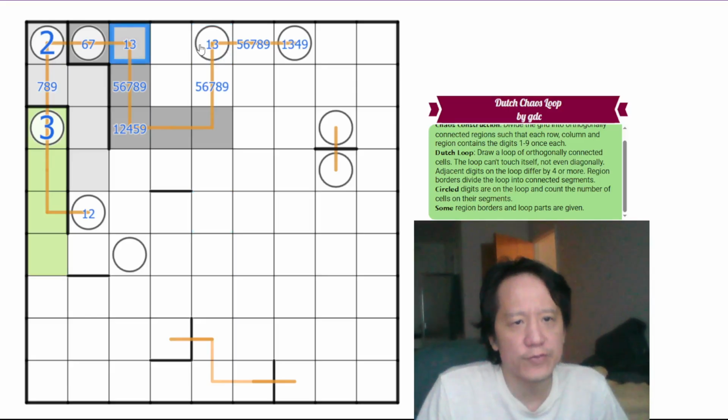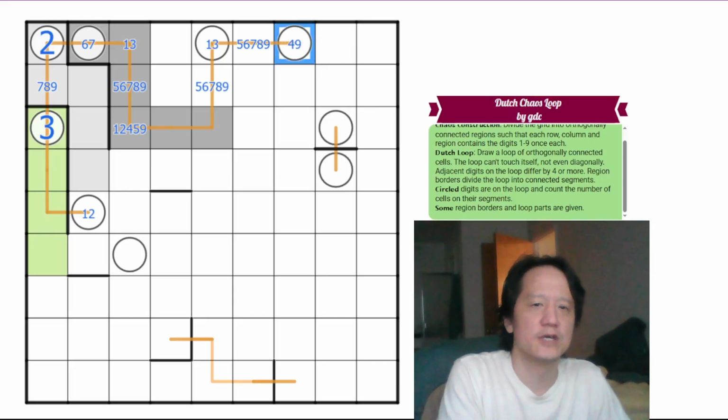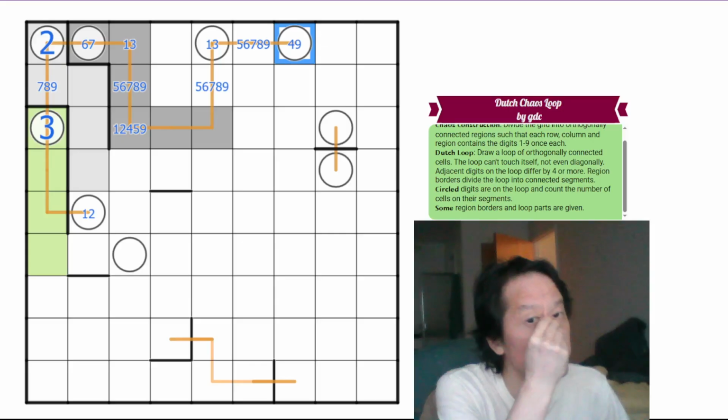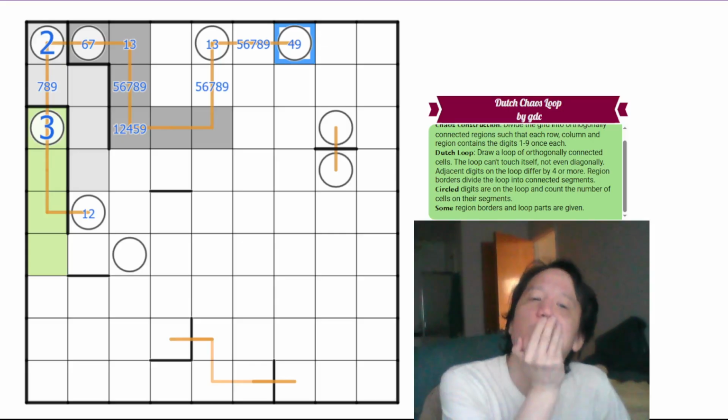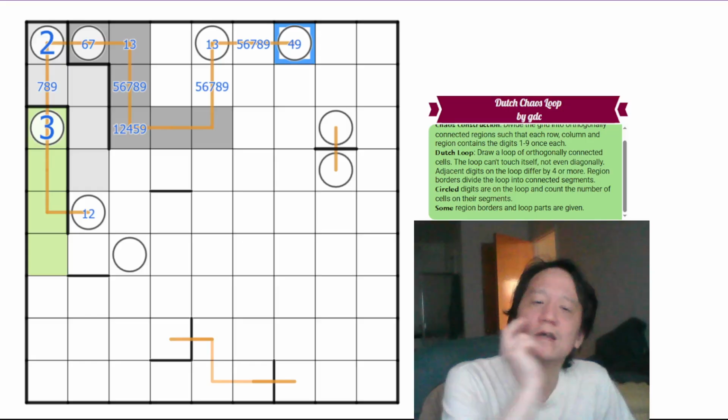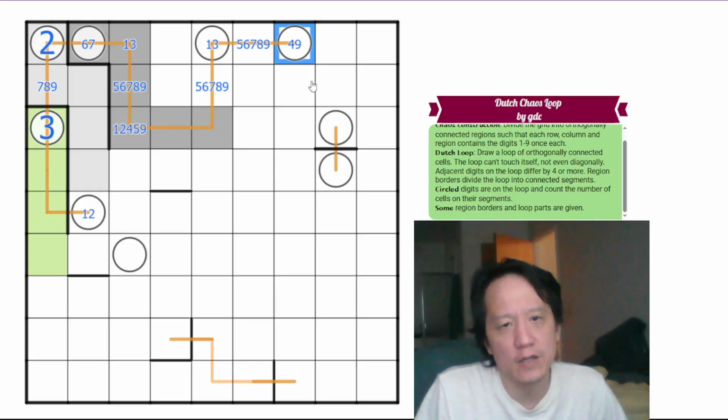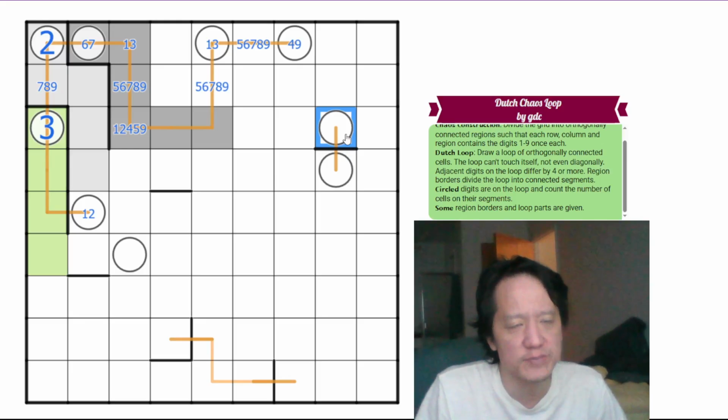We have a 1, 3, 1, 3 pair in row 1, which eliminates 1 and 3 in the rest of the rows. This can't be 1 or 3. This is 4 or 9. Either way, it cannot be part of the same segment as this, because again, you'd have duplicate digits in the same set region, which is not allowed.